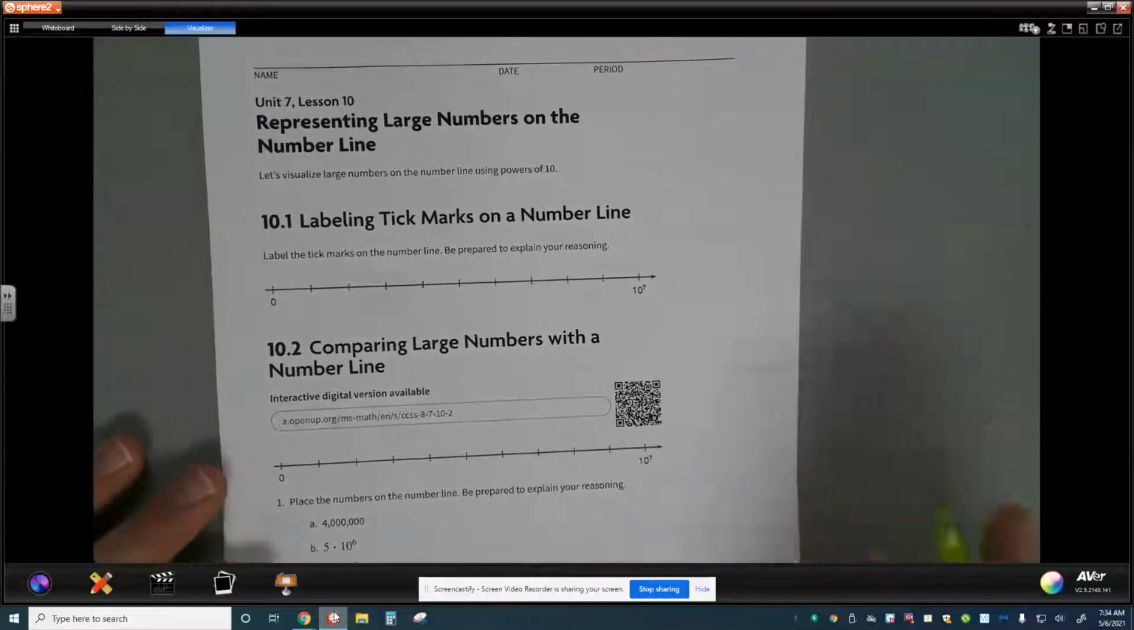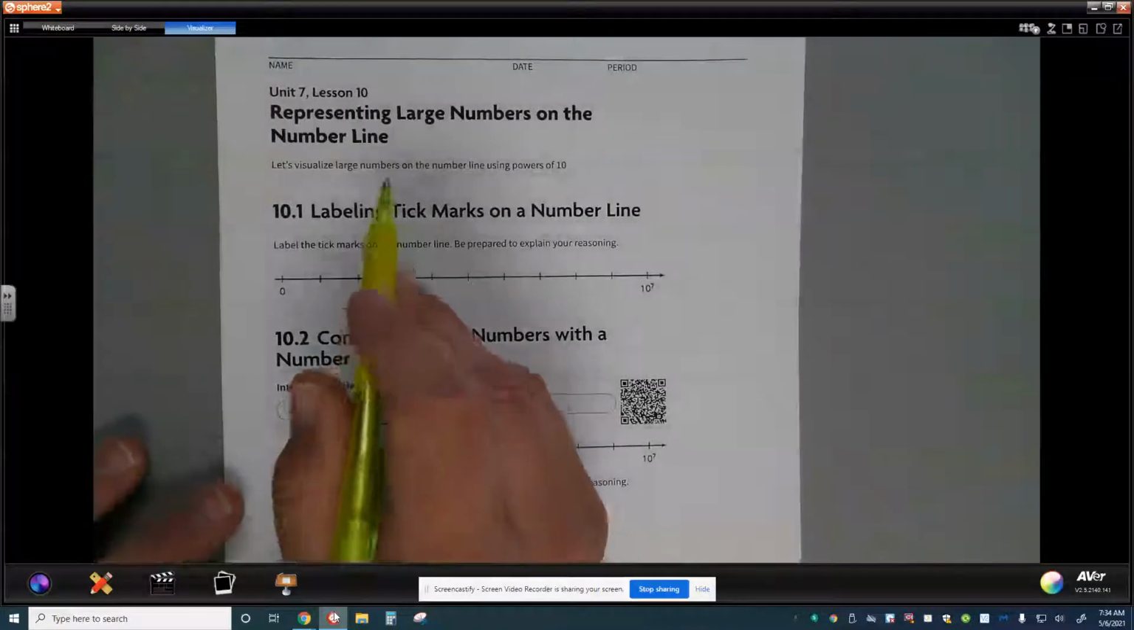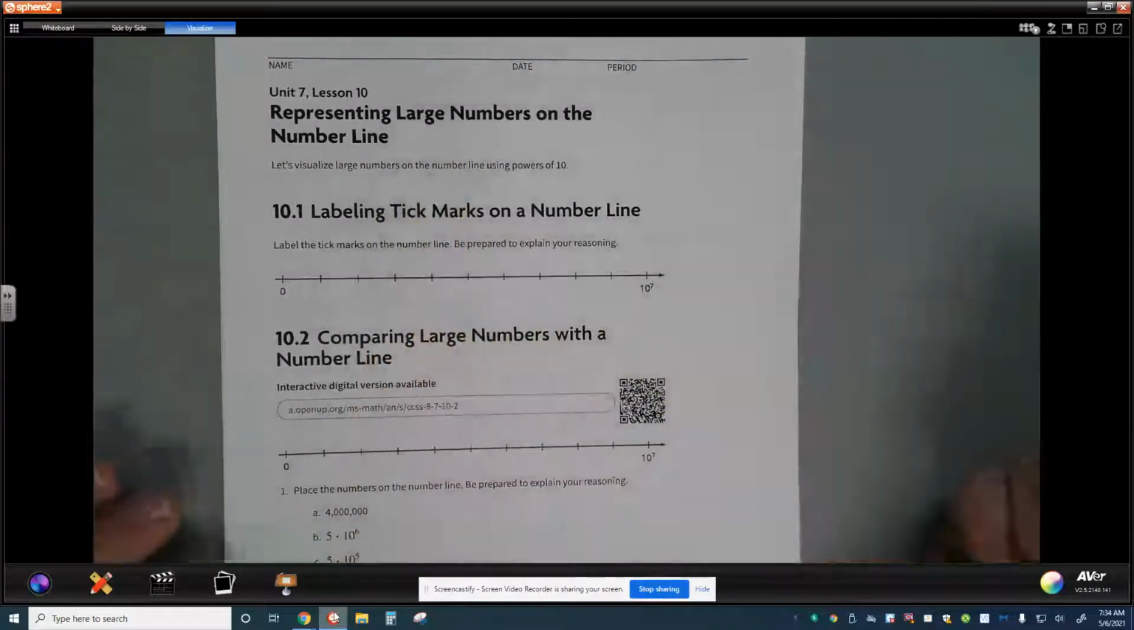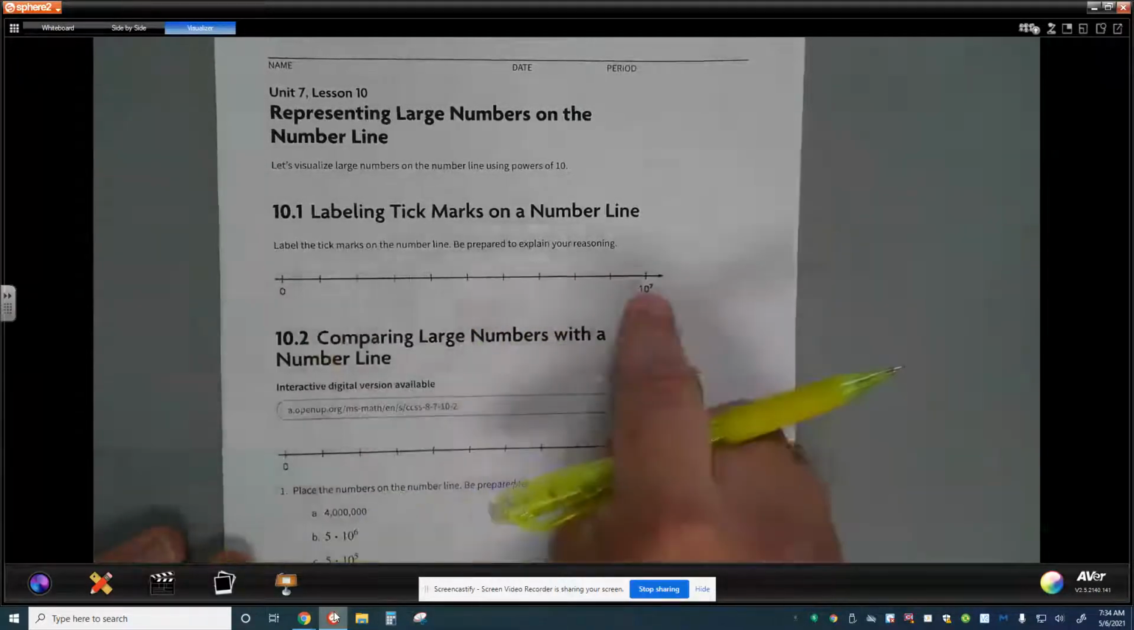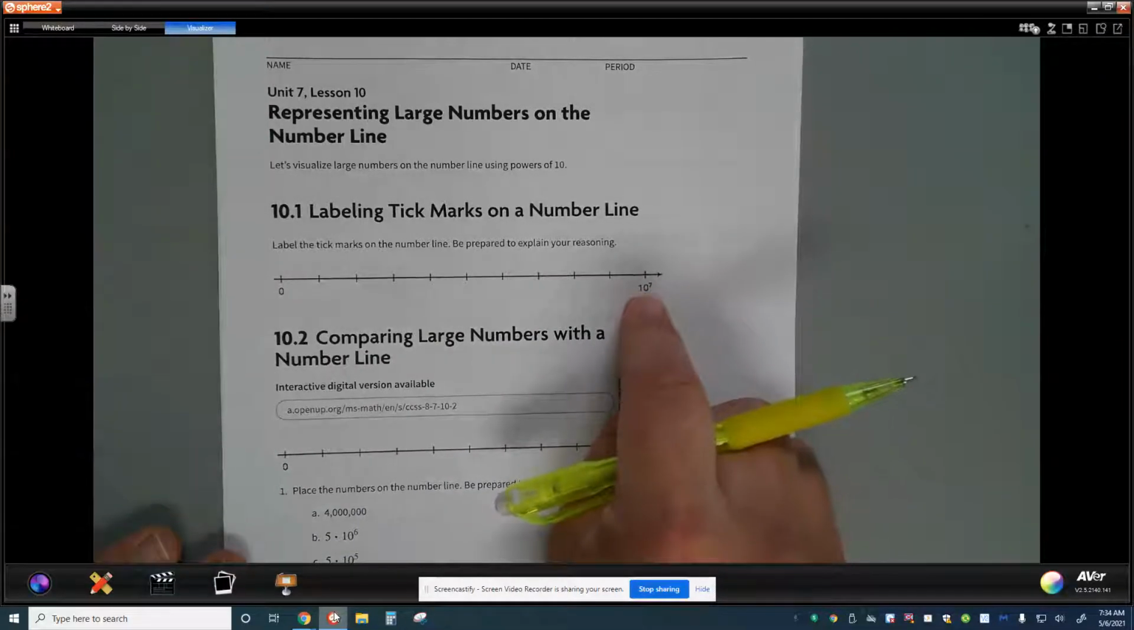This is Unit 7, Lesson 10, representing large numbers on the number line. We're going to learn about how we can see really big numbers on a number line. As you can tell, this number line goes from 0 to 10 to the 7th power. This is a very large number. This is actually 10 million.